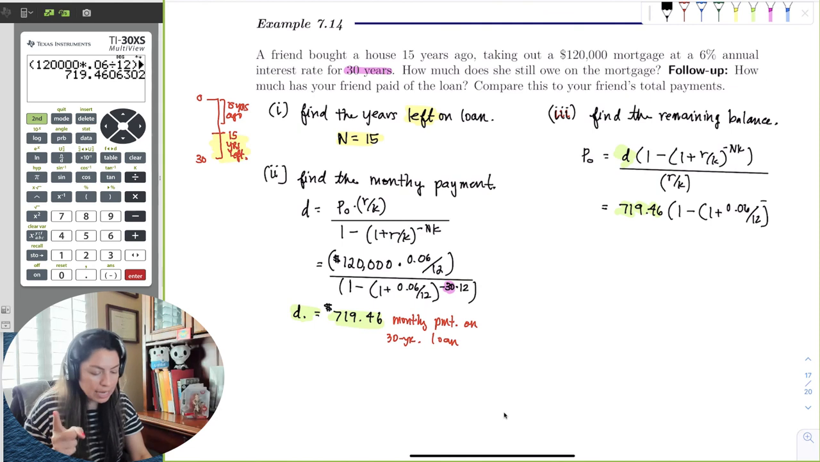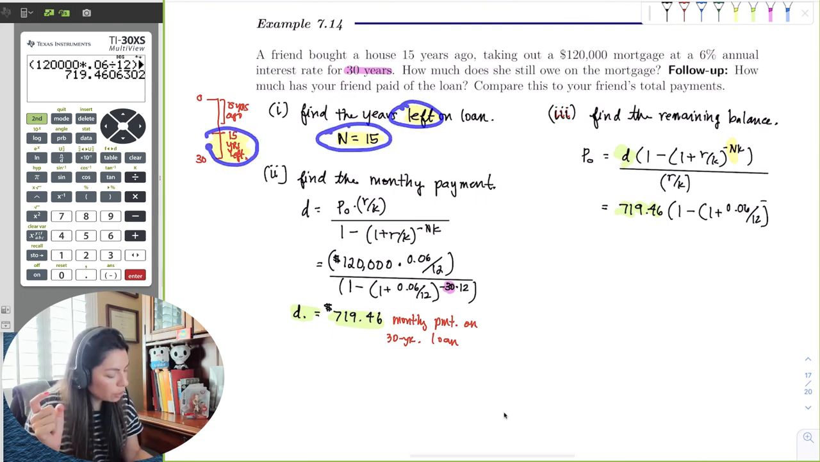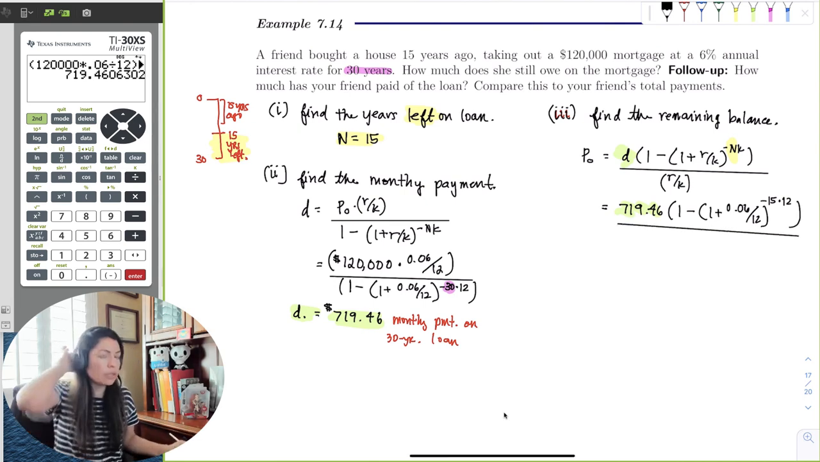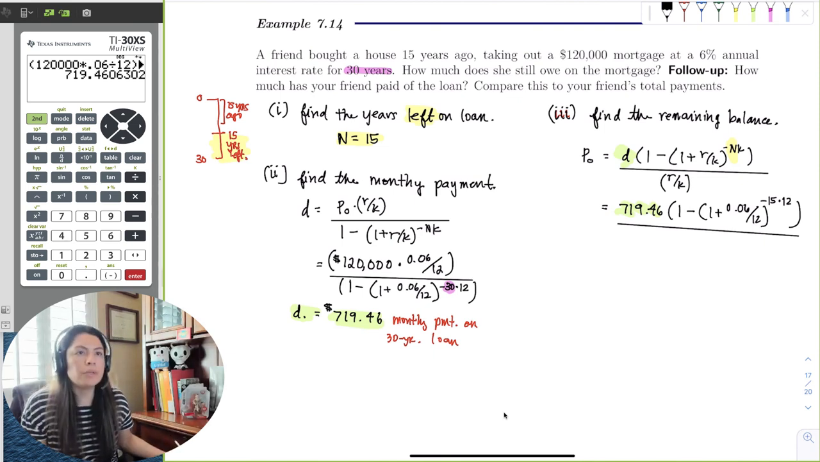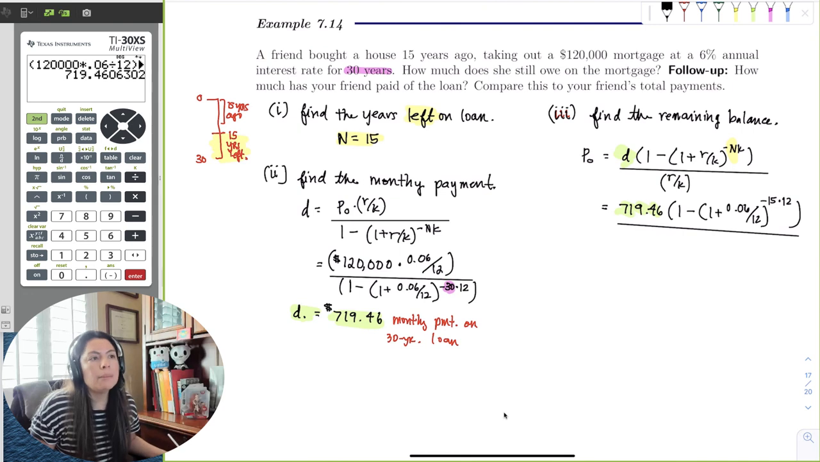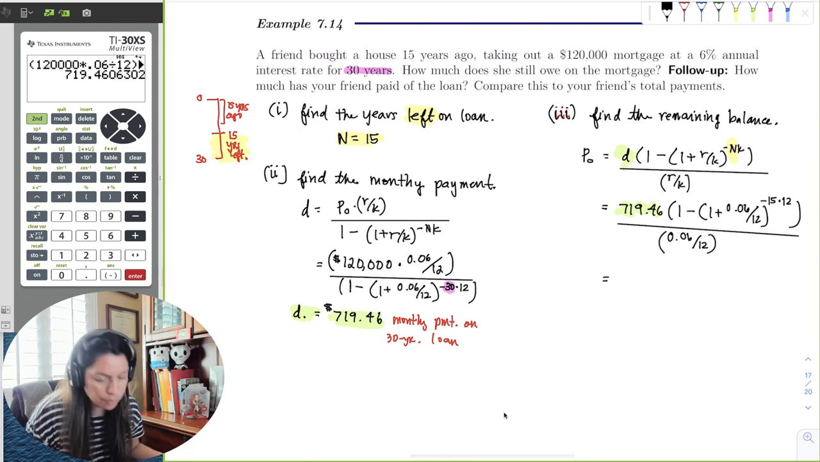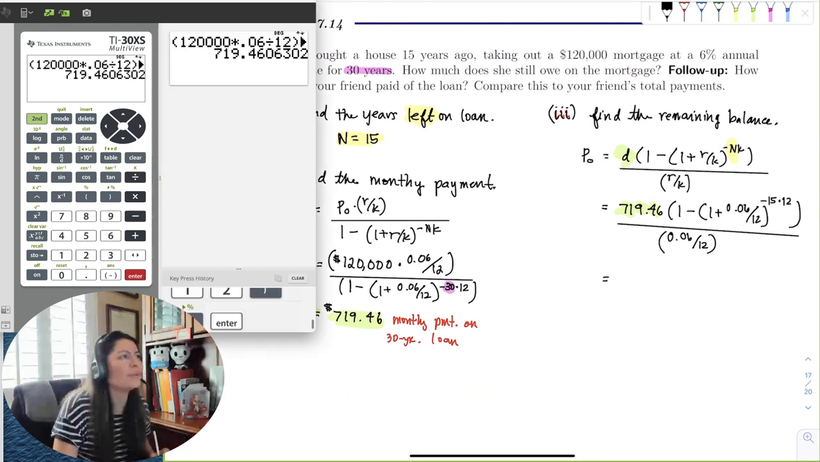Now remember that N in this case is for the remaining balance, so N is how many years are left on the loan. N is 15, times K, which is 12. Be careful with that. It's easy to confuse the number of years we use for the monthly payment versus the remaining balance. With the monthly payment, you use the original number of years of the loan, and for the remaining balance, you use how many years are left on the loan. The bottom is R over K.